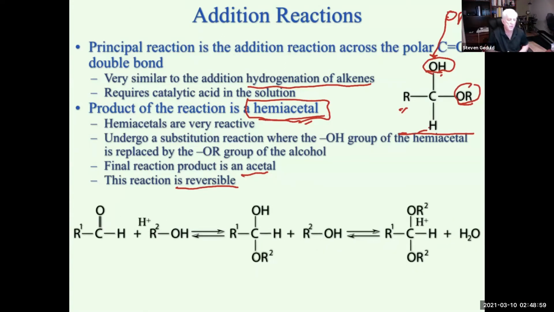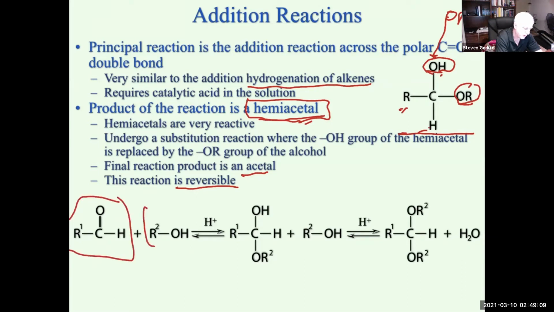Okay, so this is what it looks like. Okay, this is what we have. We're going to react an aldehyde with an alcohol. Addition reaction. Okay, we're going to take the hydrogen and it's going to react to the oxygen, and the OR is going to attach to the carbon, just like hydrogen did. So now we got two different things here. It's the same principles as hydrogenation, except we're using an alcohol.